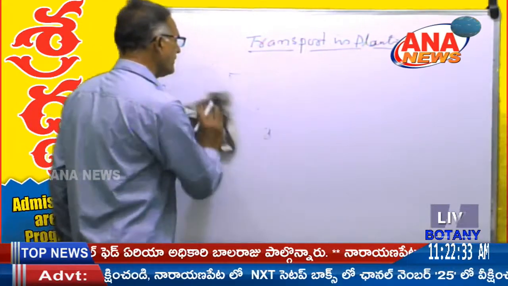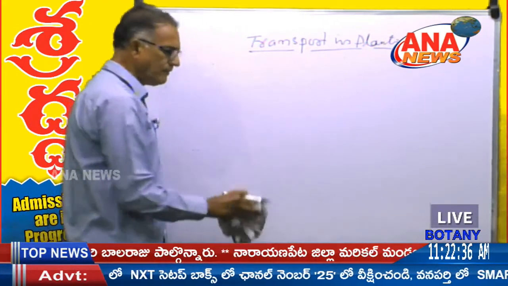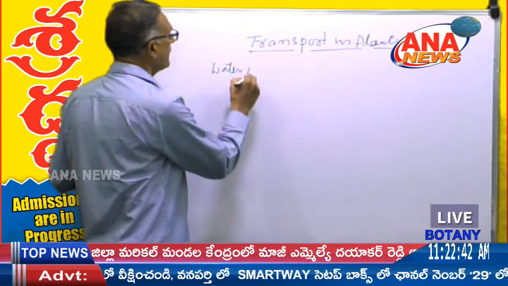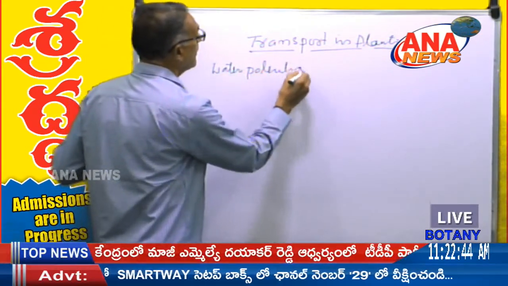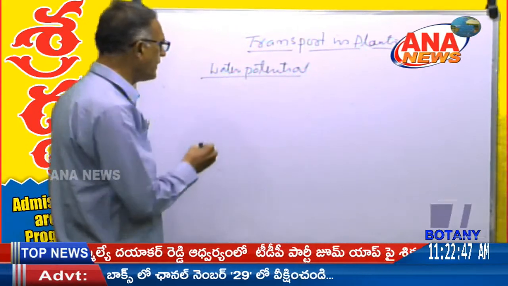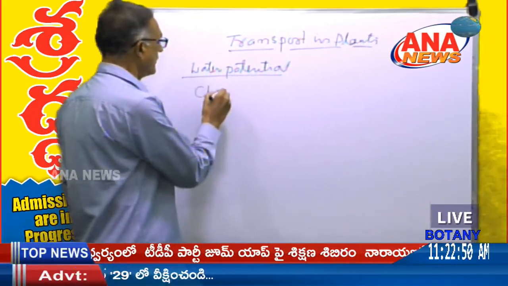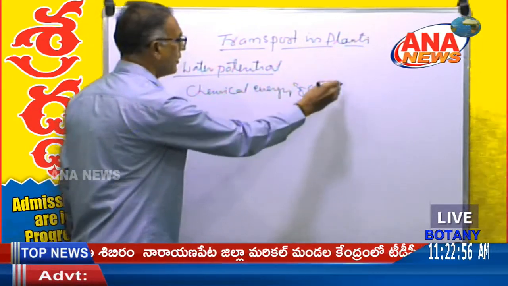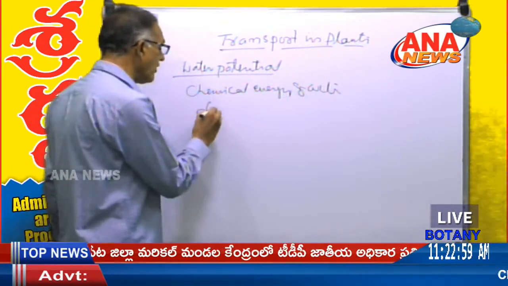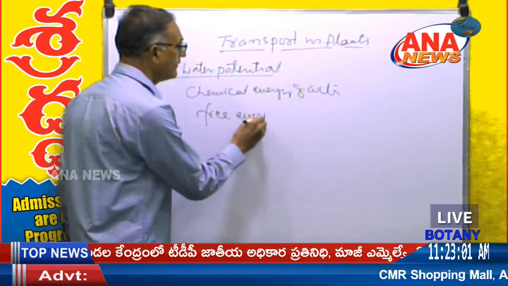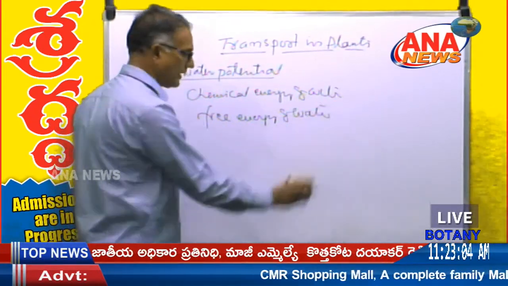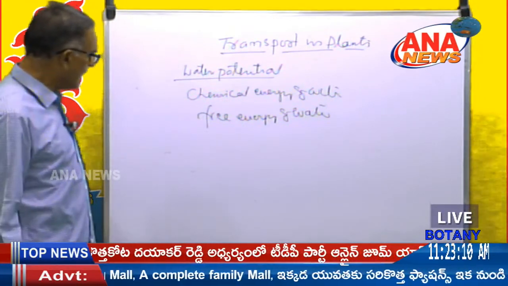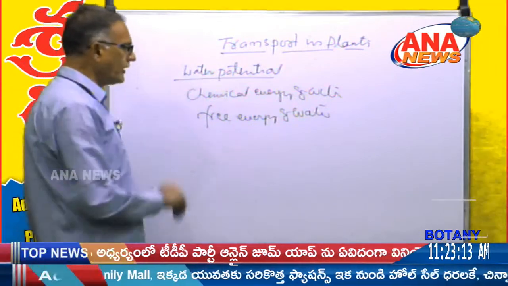Then we discussed plant water relations. In plant water relations, the important thing is water potential. What is water potential? The chemical energy of water is called water potential, or the free energy of water. The greater the free energy of a water system, the greater its kinetic energy. That kinetic energy is nothing but water potential.